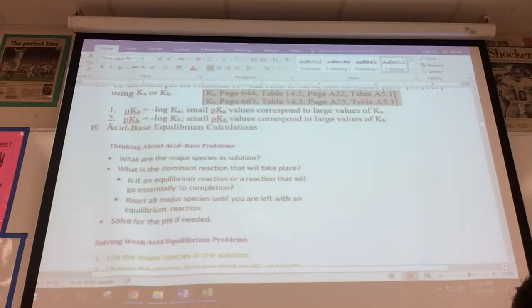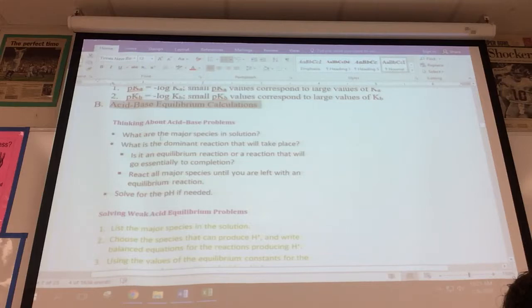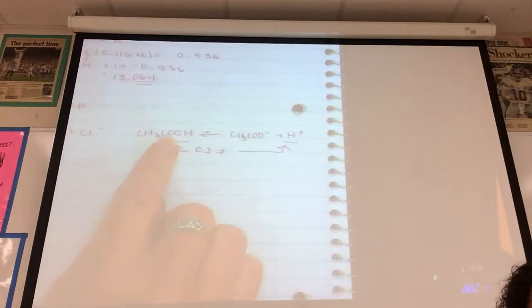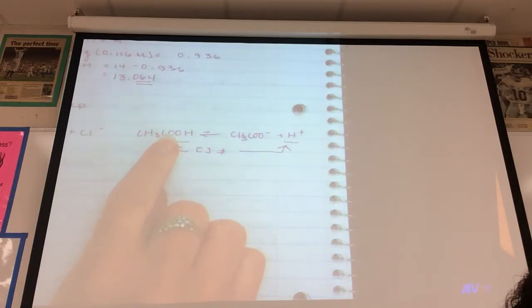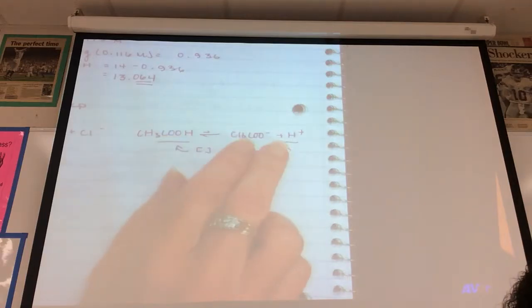When you're working acid-base equilibrium type calculations, previously we had reactions that only went in the forward direction because if it's a strong acid it ionizes completely and so it only goes forward. There are a few things you want to consider. You want to look at what the major species in solution are. For example, if you had a weak acid such as acetic acid, it doesn't ionize completely. Equilibrium lies far to the left. So the major species in solution in this case is the weak acid. These concentrations will be significantly lower than this one.